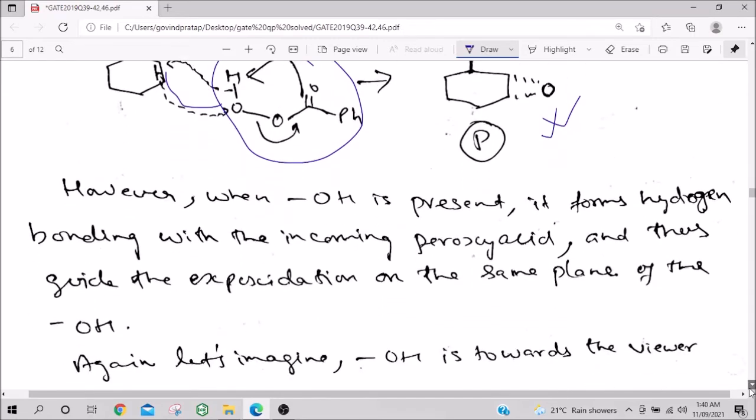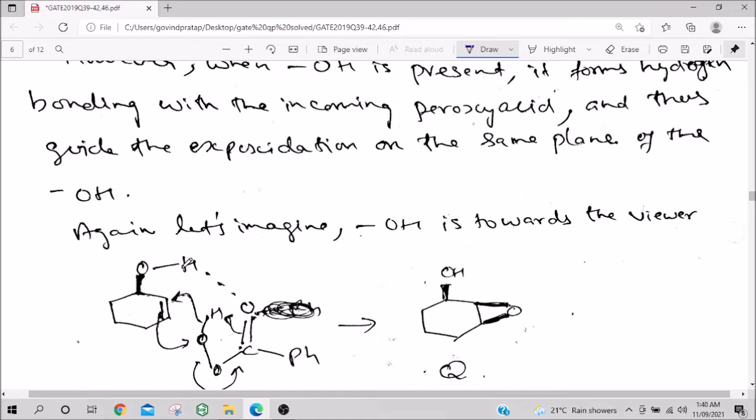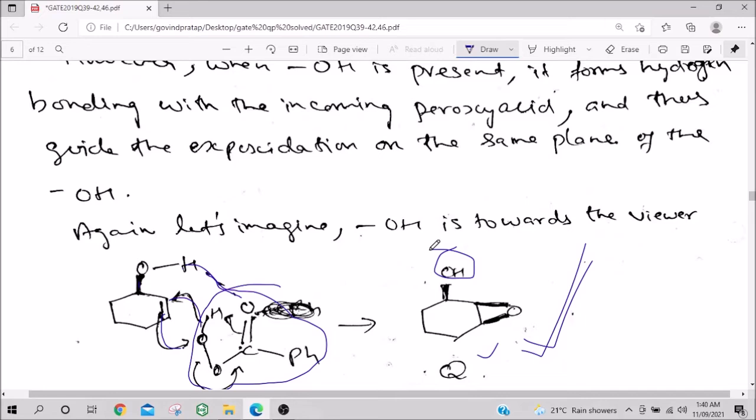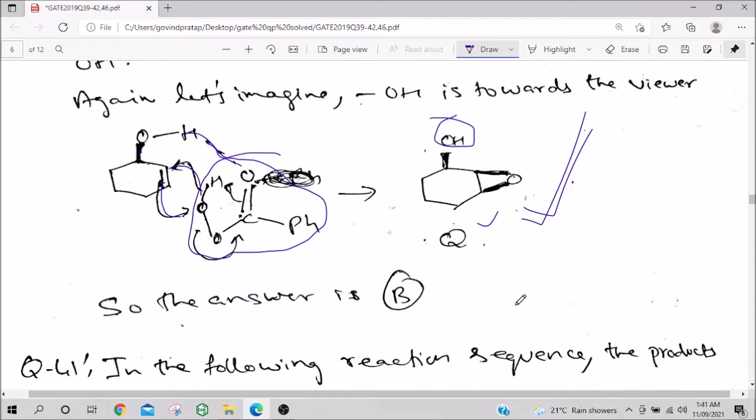But when OH is there, it forms hydrogen bonding with this peroxy acid. So this forms hydrogen bonding. Because OH is toward the viewer, it brings this peroxy acid to the front of the screen. So attack is from the top. And then what happens? Then this pi bond goes and attacks here, this goes and attacks here. So it is coming from the front. So it is thermodynamically unstable but kinetically favored, and therefore you are getting this product. So remember, if you have something like OH and sometimes even NH2, they will guide the reaction in one particular way. So the answer is B, okay?